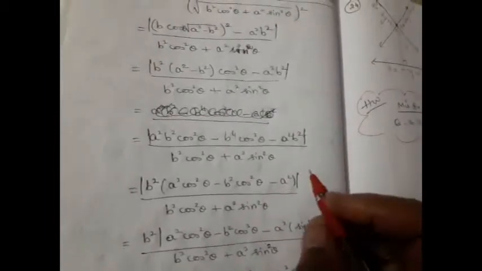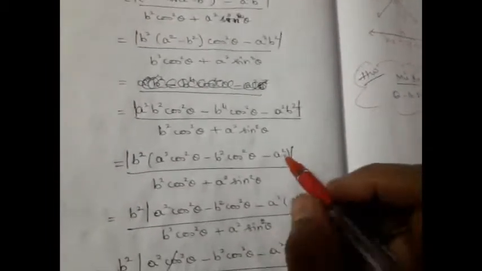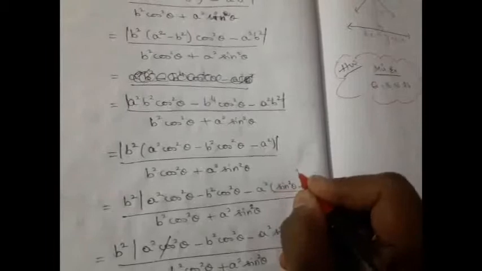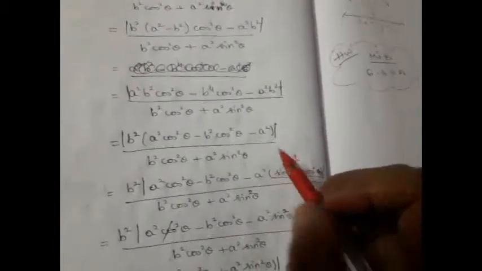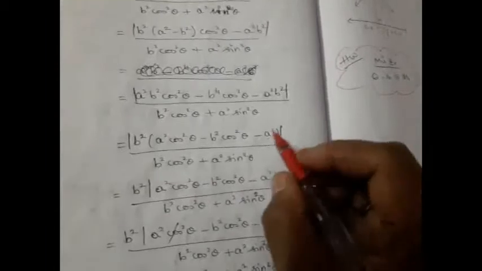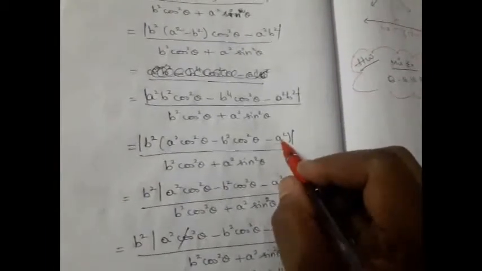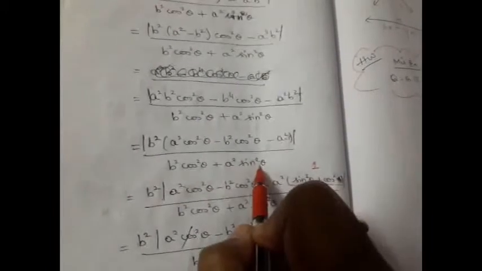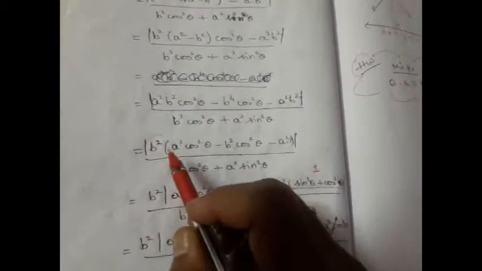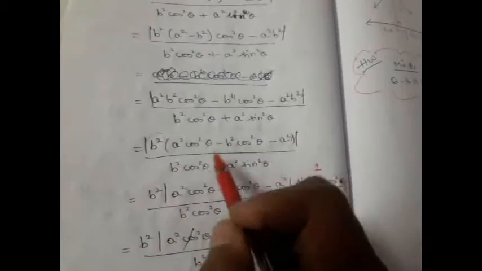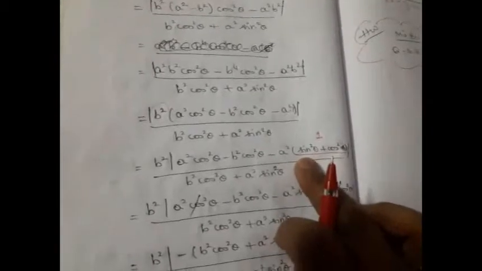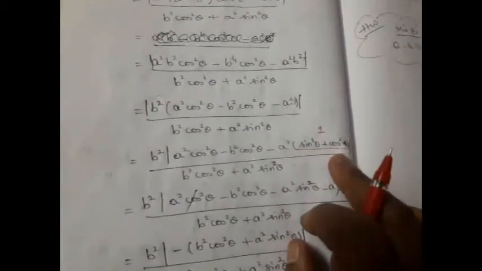At this step, we are going to do some gimmicks. What is it? We are going to add sin square theta plus cos square theta here, because we know this is equal to 1. So we are multiplying sin square theta plus cos square theta into a square. It is like a square into 1. Why do we have to do this? Because in the denominator we have b square cos square theta plus a square sin square theta, and we have to end up with the answer b square. So we need the numerator and the denominator to get cancelled, right? So we are going to multiply a square into 1, where 1 is sin square theta plus cos square theta.